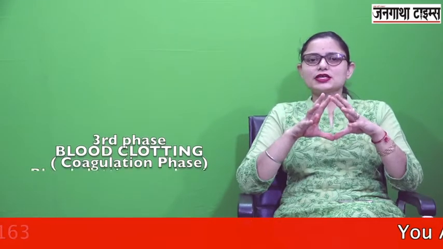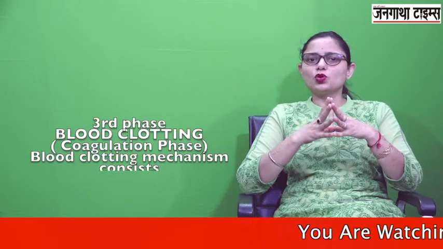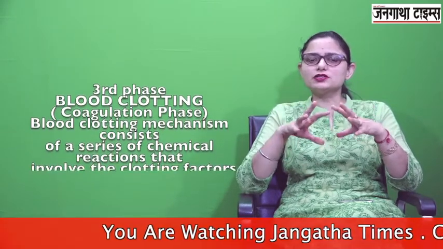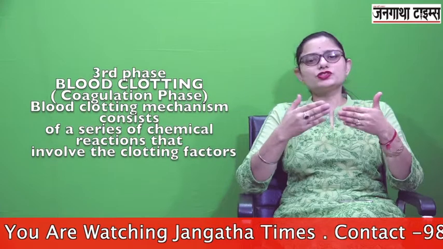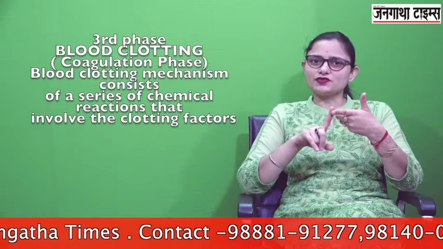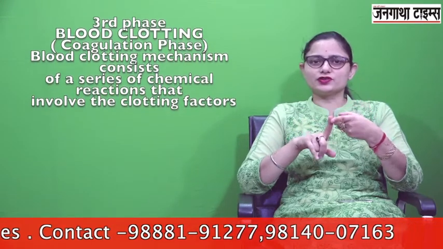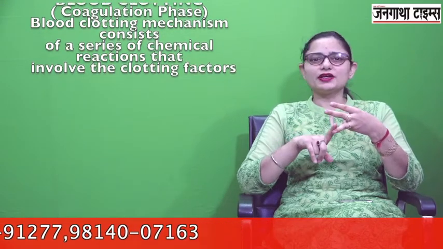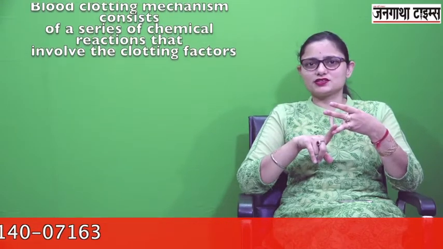Now is the third phase, that is the phase of blood coagulation. In this phase, what is involved is the clotting factors. These are a number of chemicals which are present in the blood, which are responsible for blood clotting. Most of these clotting factors are released by the liver. Some of them are released by platelets, and some are released by the damaged endothelial cells.